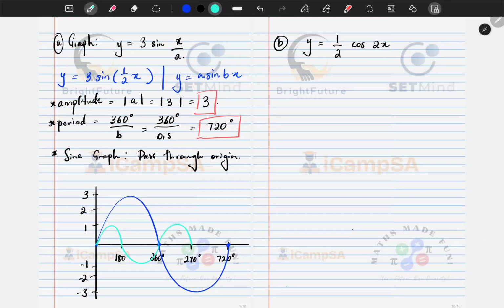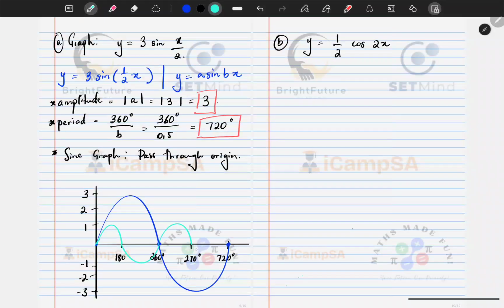And then it goes on here, and then it should go here again, right? So this is your original sine x graph. So this is your y is equals to sine of x graph, right? However, this graph is your y is equals to 3 sine of 1/2x, right? Can you see the difference here?